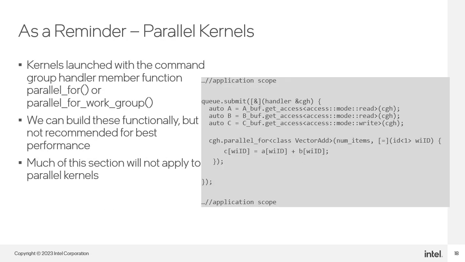Remember also, parallel kernels are launched with the command group handler member function parallel_for or parallel_for_work_group. They contain no outer loops. FPGAs can build parallel kernels and provide functionally correct results, but you won't be getting the best performance out of them. The optimization methods we'll be looking at shortly are not applicable to them.